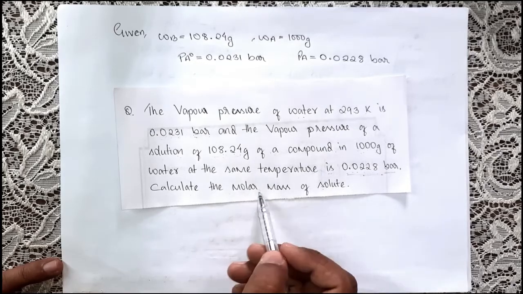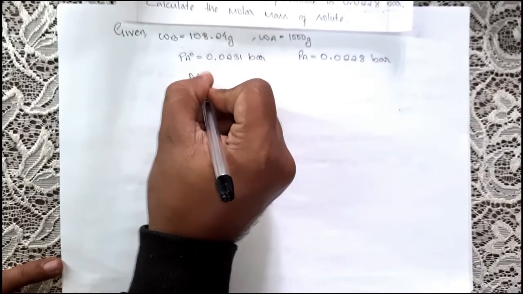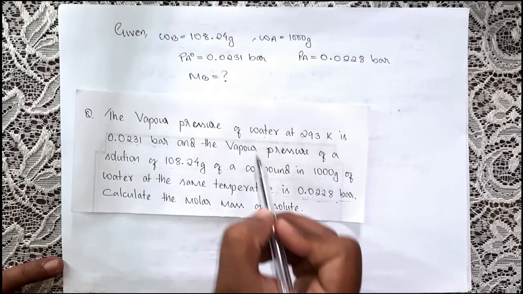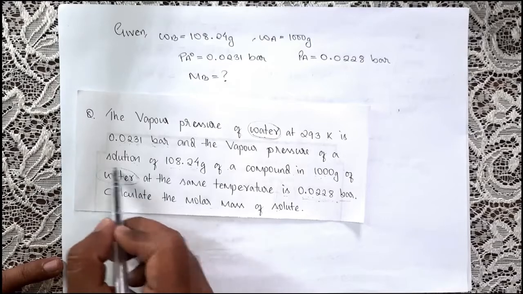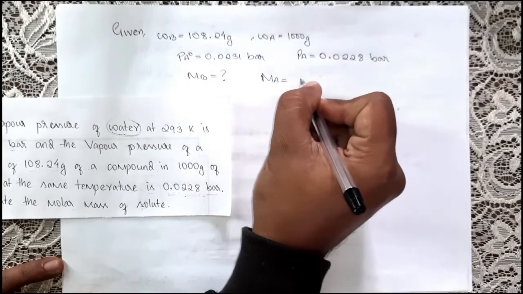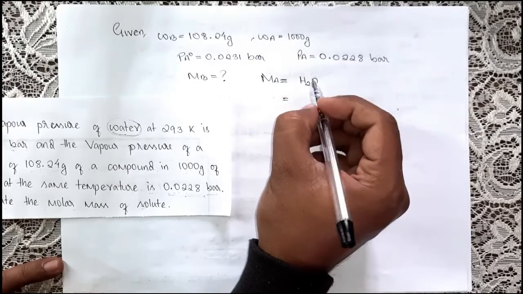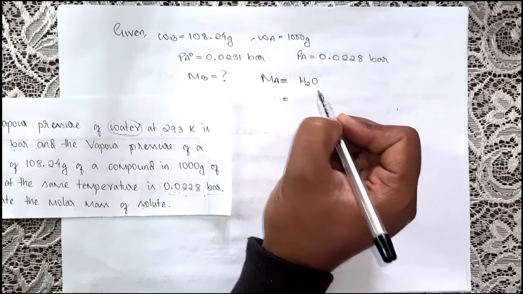So you're supposed to calculate the molecular mass of the solute, which is MB. So now is MA given? No, MA is not given. But what is the solvent out here? Solvent is water, in 100 gram of water, right? So water is the solvent. So we can calculate the molecular mass. So MA, which is water, I'll just write H2O. So now we need to calculate the atomic mass of hydrogen and oxygen. This way we will calculate the molecular mass.